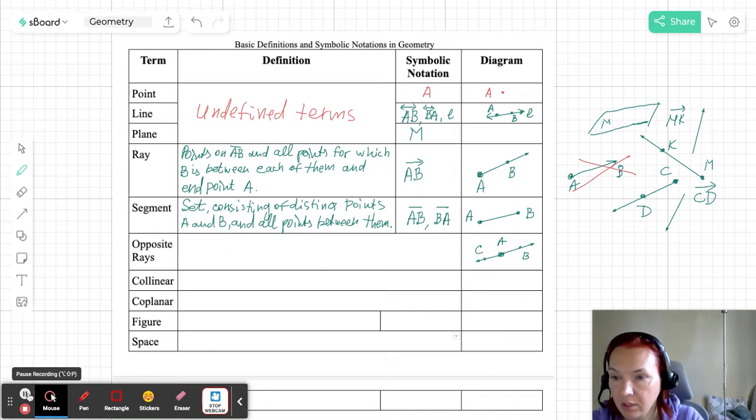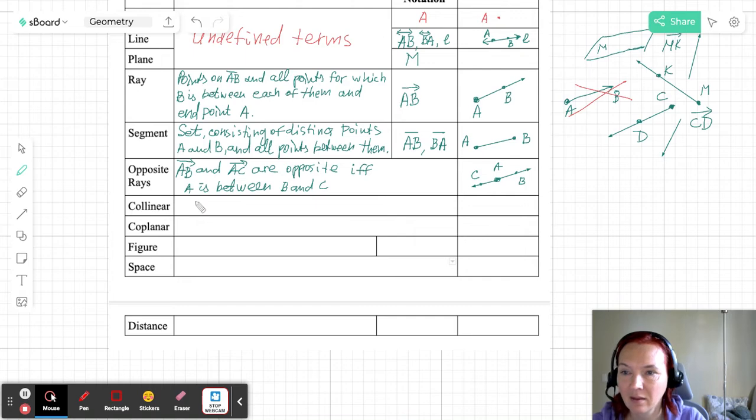The definition for opposite rays is the following. Ray AB and ray AC are opposite if and only if A is between B and C. So A is between B and C, those two rays are opposite.